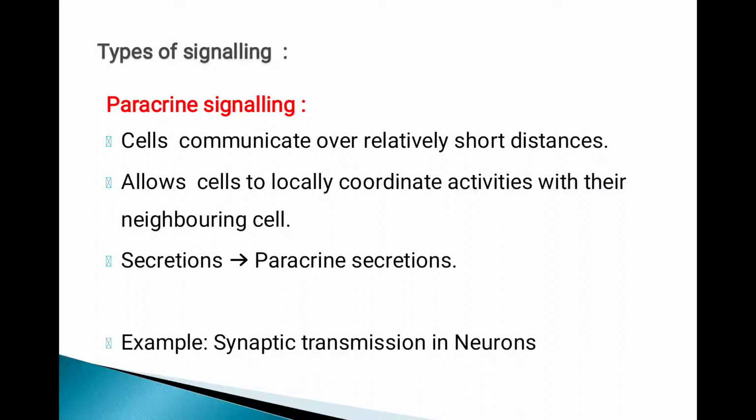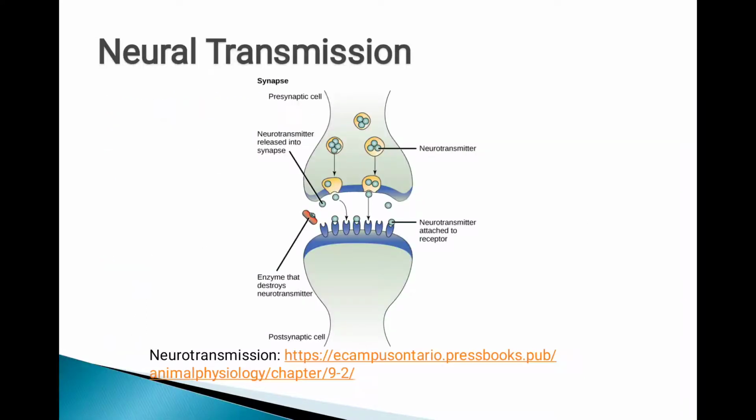The paracrine cells secrete a certain kind of chemical substance. They are referred to as paracrine secretions. The example for paracrine signaling is synaptic transmission in neurons. So this is the example for neural transmission. Here we can see two kinds of cells. One is the presynaptic cell, and the lower one is called the postsynaptic cell. There is a space between the presynaptic cell and the postsynaptic cell, which is called the synaptic cleft. So it's a short distance. The presynaptic cells secrete a certain kind of chemical substance called neurotransmitters, and they are released into the extracellular fluid.